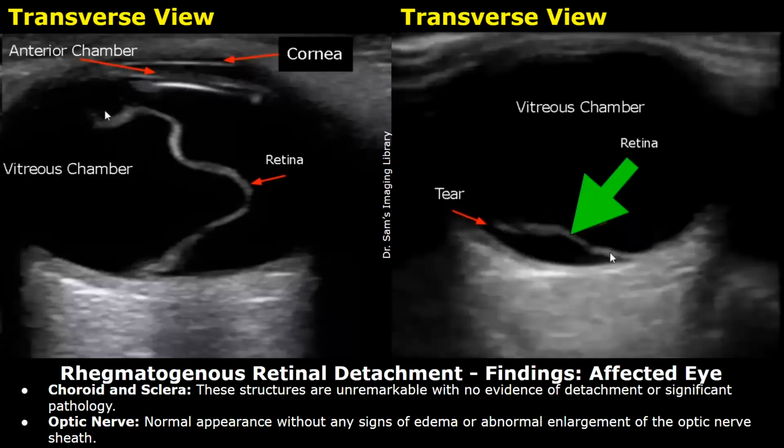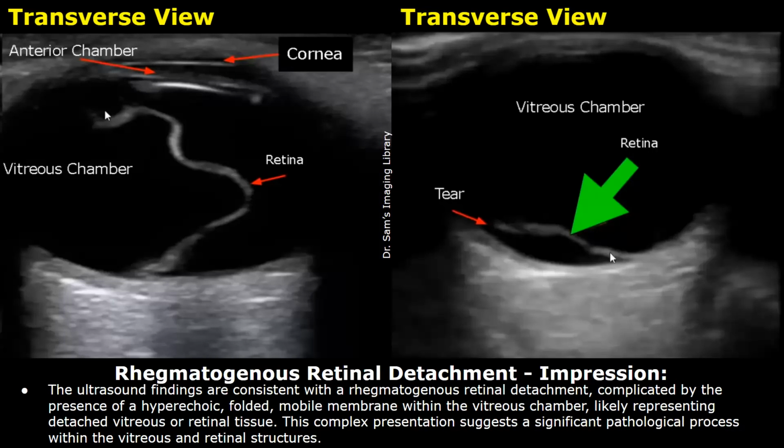Choroid and sclera. These structures are unremarkable with no evidence of detachment or significant pathology. Optic nerve, normal in appearance without any signs of edema or abnormal enlargement of the optic nerve sheath.